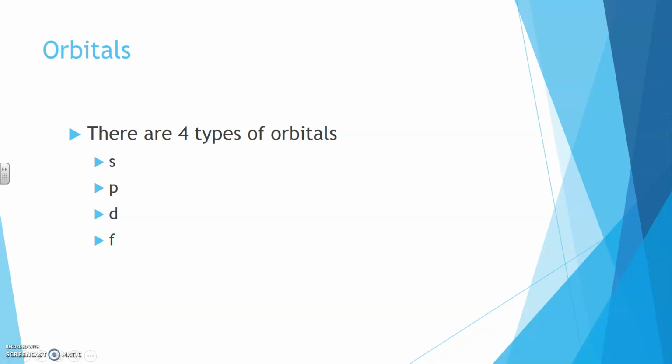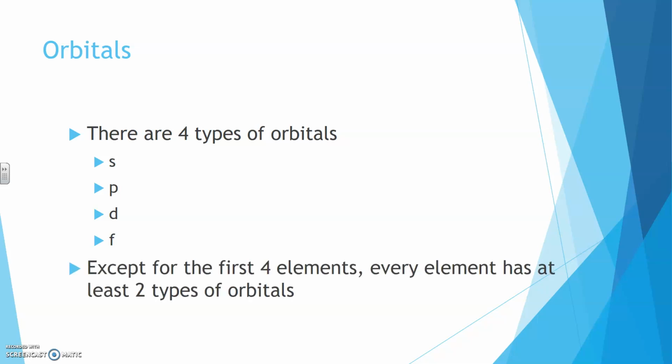All right, so picking up right where we left off, we have our four different types of orbitals: S, P, D, and F. Except for the first four elements, every element has at least two types of orbitals, and they go in order of when you're going to see them. So the first four elements only have S orbitals, and then you add in a P orbital. Eventually you're going to get down to where you add in a D orbital, and then finally you're going to get down to an F orbital.